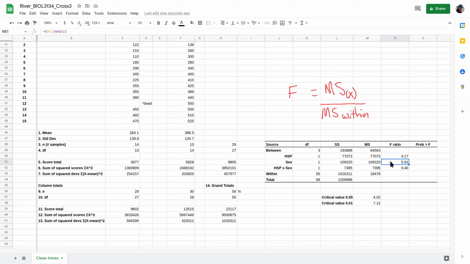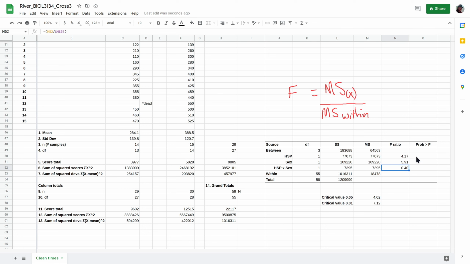In the case of sex, so males compared to females, 5.91 is our F ratio. So this is a bigger effect actually. That surpasses our 4.02 pretty strongly, but it doesn't reach that 0.01 critical threshold if we set our alpha at that. And then lastly, our interaction, there's almost no interaction. This is very, very low.